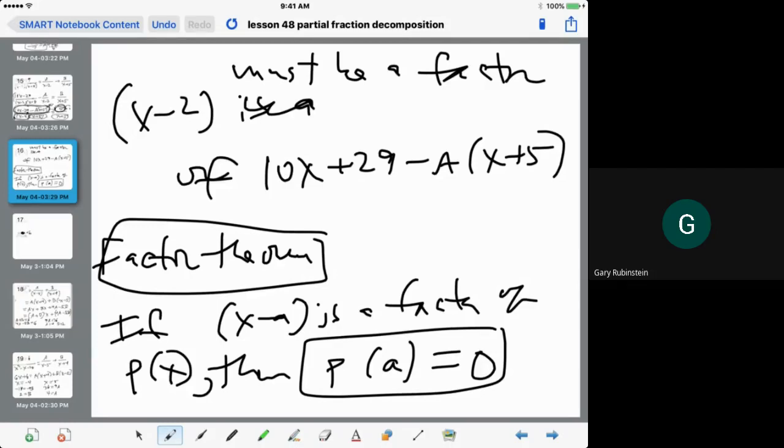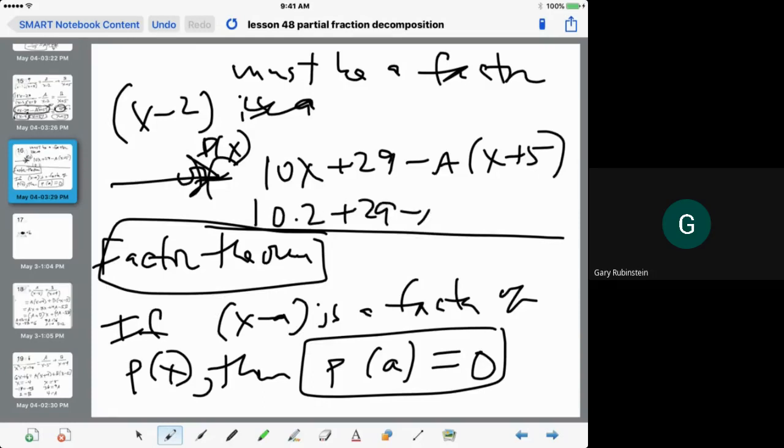So if I come back over here, so if x minus 2 is a factor of 10x plus 29 minus a times x plus 5, then I'll call that p of x if you don't mind. Then if I put in 2 for x, the answer has to become 0. And this becomes 49 minus 7a equals 0, or a equals 7.